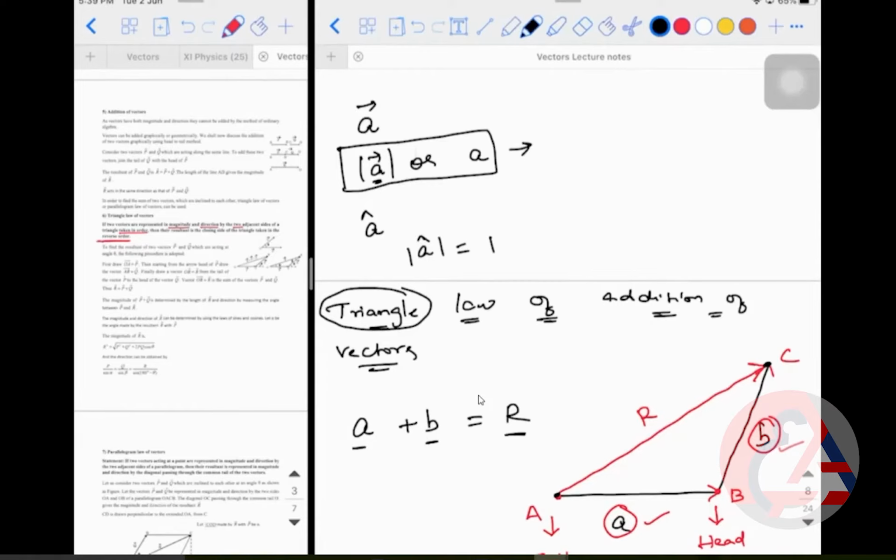Is it triangle of vectors speaking about the vectors or the magnitude of the vectors? Read the statement. About vectors. So what change should I do in this? A vector plus B vector equal to R vector.